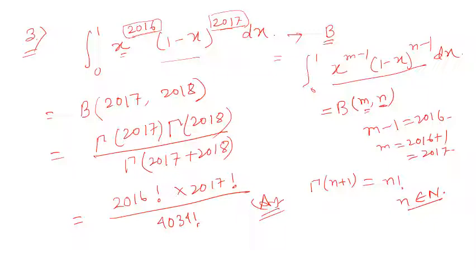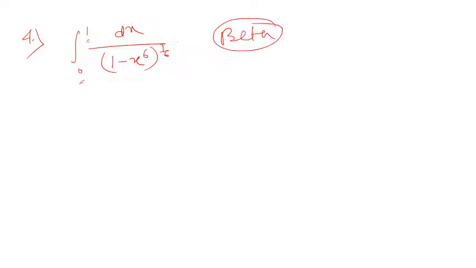So that's it. Now I will go for the next one. The next problem, and this is also a very interesting problem, is the integral from 0 to 1 of dx over (1 minus x to the power 6) to the power 1 by 6. First of all, look at the limit 0 to 1, so that's why it will be our beta function, right? Why is this a beta function? Because it starts from 0 to 1, right?